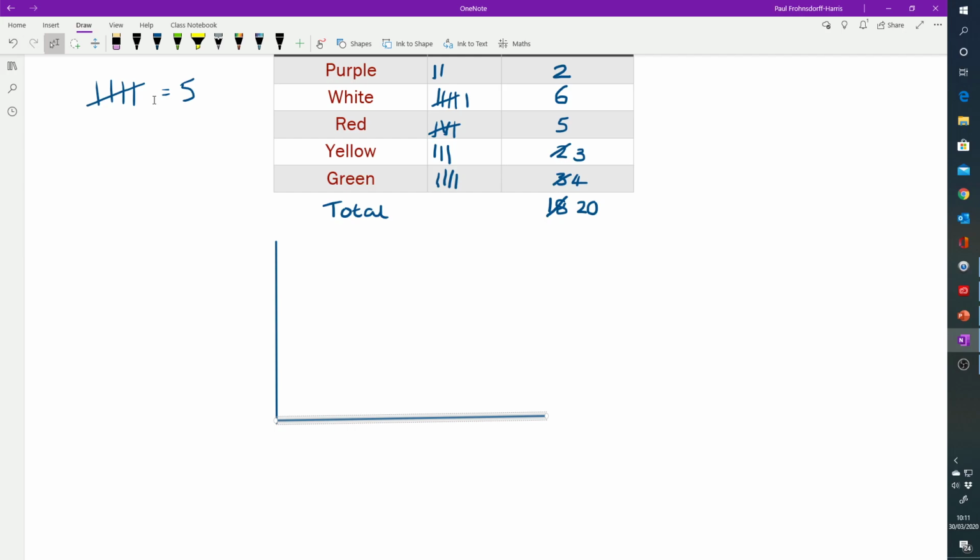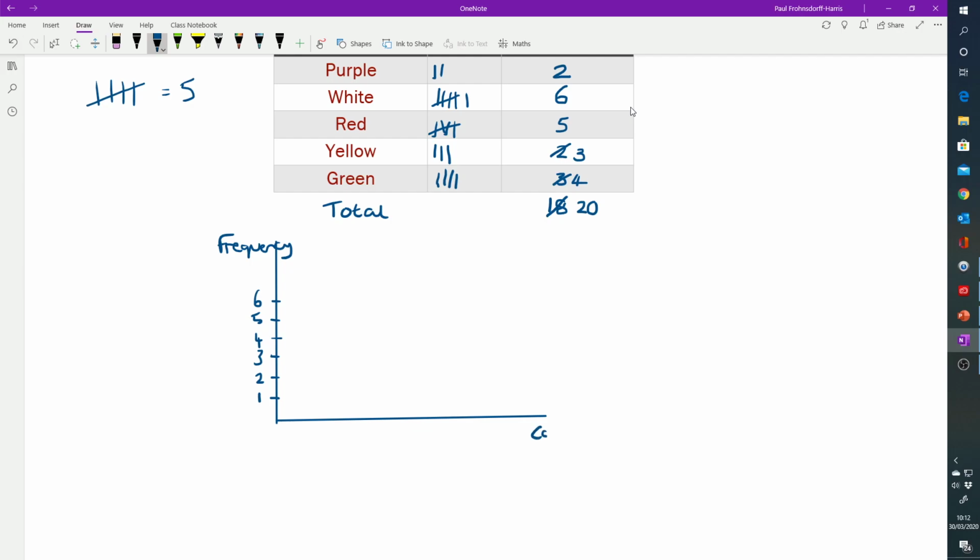So the first thing I do when I'm drawing a bar chart is I look at all these numbers here and I say, well, what numbers do I have the possibility of using? I've got 2, 6, 5, 3 and 4. So 6 is what it needs to go up to. So I'm going to go a notch at 1, 2, 3, 4, 5, 6. And I'm going to put some numbers. I know I won't need to go higher than that. And I will call that line the frequency. Frequency always goes up the side.